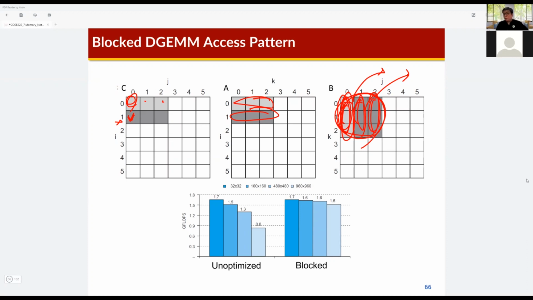So then we can reduce the miss rate. By modifying the matrix multiplication algorithm, we can reduce the miss rate, and then we can increase the performance.